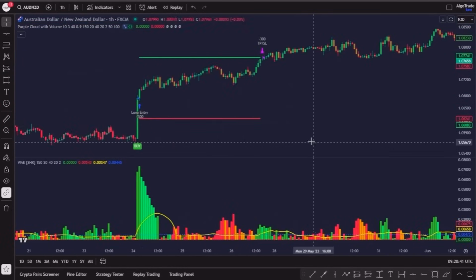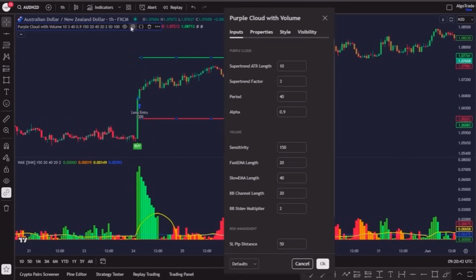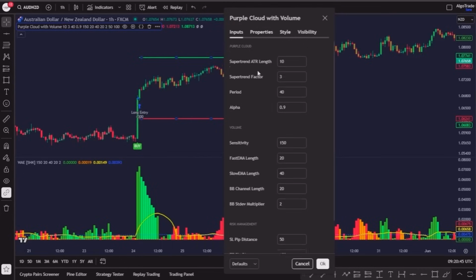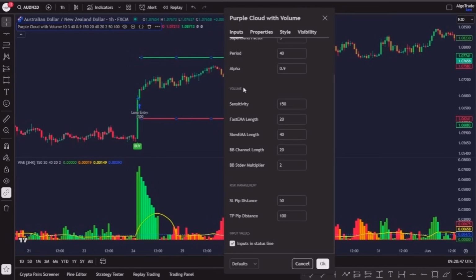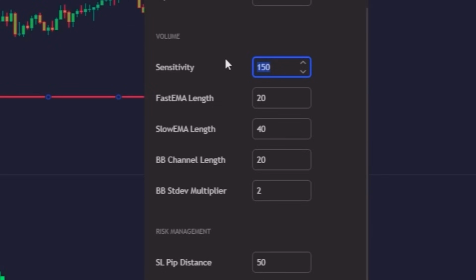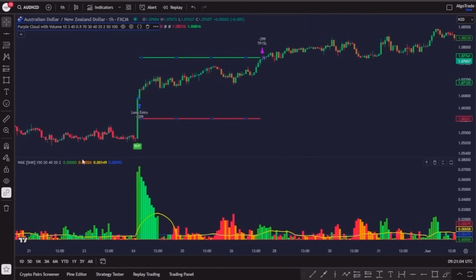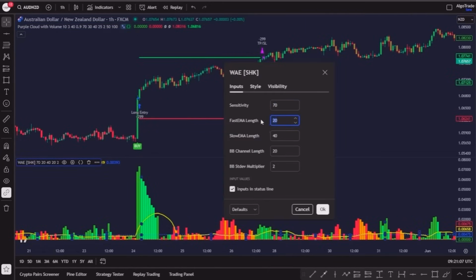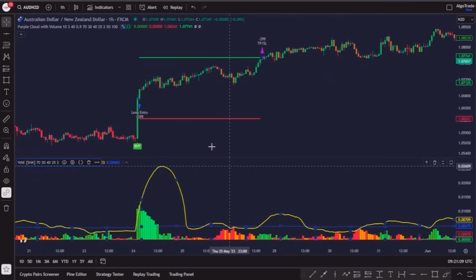Let's go to the settings menu, open the input tab for the volume indicator, in this case the Waddah Attar explosion, and change a few things. For this test, I'm going to use the following values: sensitivity at 70, fast EMA at 30, slow EMA at 40, and Bollinger Band's length at 25, and then click on OK. As you can see, the bot now filters out several weak signals.